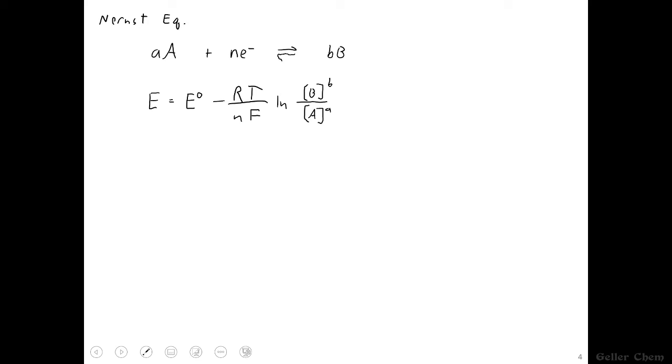So let's just write down some simplifications and then understand this a little bit better. Alright, so here's how we're going to simplify everything up to the natural log. R times T over F is going to be equal to 0.05916.